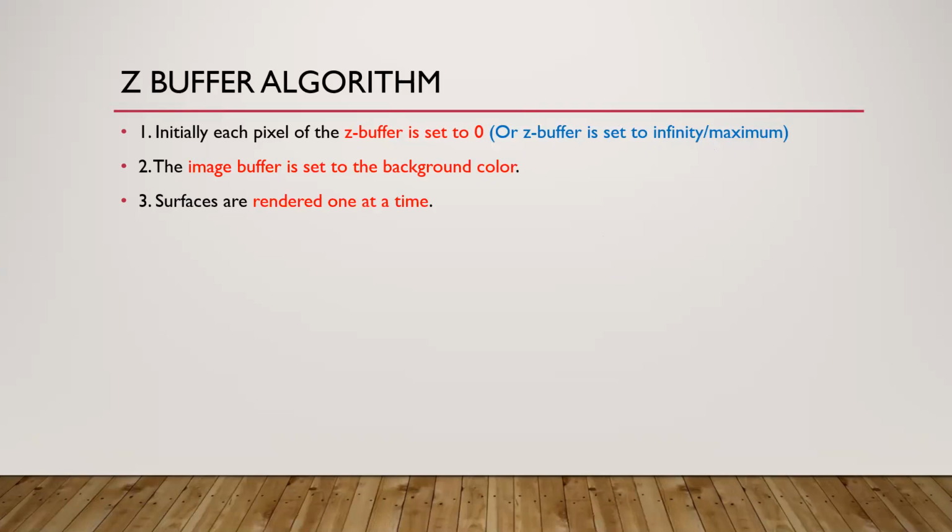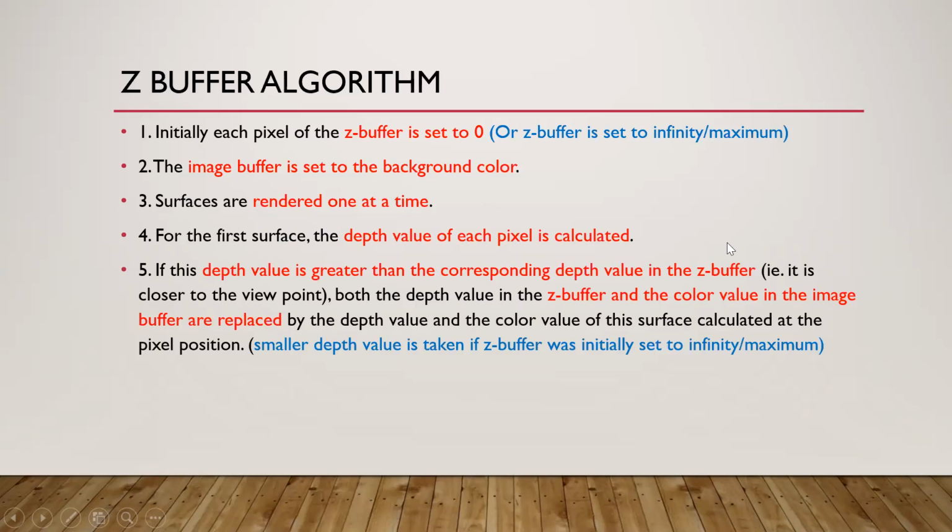Means it's going to be colored or shaded one at a time. The order of the surfaces taken doesn't matter, but all the surfaces have to be covered. So for the first surface under consideration, the depth value of each pixel is calculated. That is, the Z value of each pixel is calculated, and if the Z value obtained is greater than the corresponding depth value in the Z buffer.